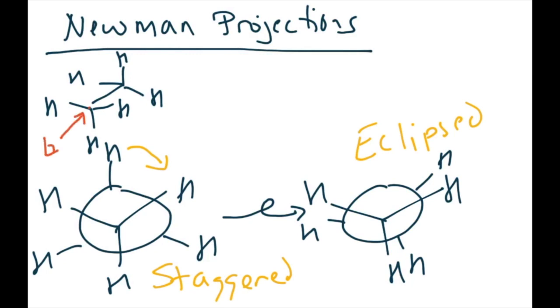I'm looking at this carbon right here. That's that carbon right there. So I can't see this bond between the front carbon and the back carbon. All right. So I want to talk a little bit about the energies of these, but that requires me to go to another slide.